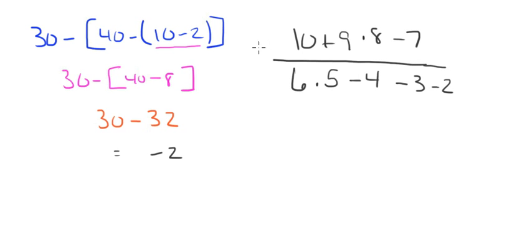Remember, we can do either the upper or the lower first. It doesn't really matter, but we don't combine them until we have both top and bottom done all the way, right? So if I do the top first, what's the very first thing in the top that I'm going to do, Chelsea? Okay, I'm going to do multiplication, which is going to give me 10 plus 9 times 8 is 72 minus 7. And on the bottom, what's the first thing I'm going to do here? 6 times 5, so I'm going to have 30 minus 4 minus 3 minus 2.